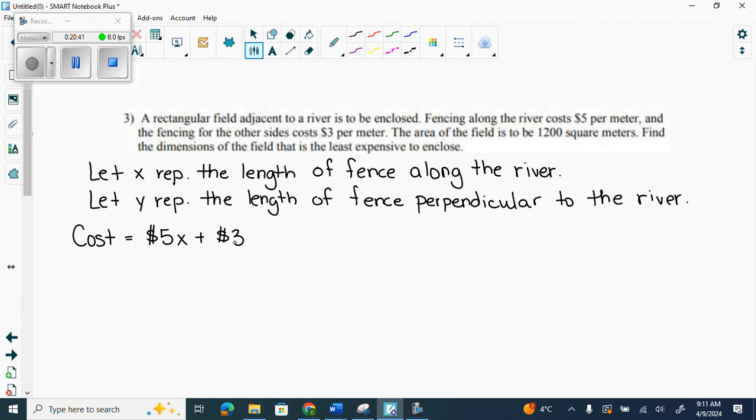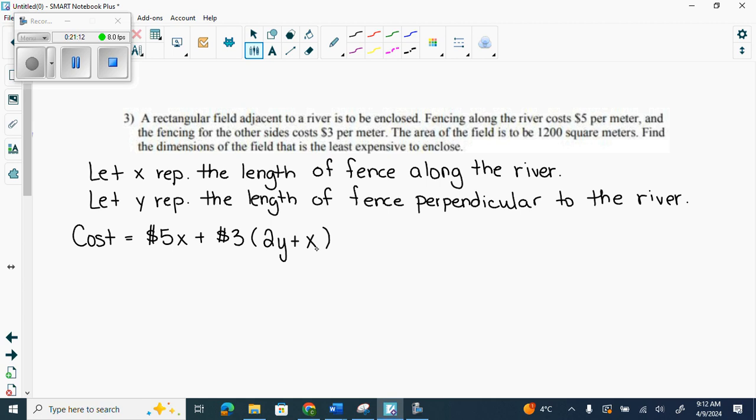So what are we going to multiply it by? Not y. We need to multiply it by all the lengths that are not along the river. Well, there's only two that are perpendicular, there's one that's parallel. Only two perpendicular? No, we still need to fence in everything. 2y plus x, because the other three sides are fenced in at $3.